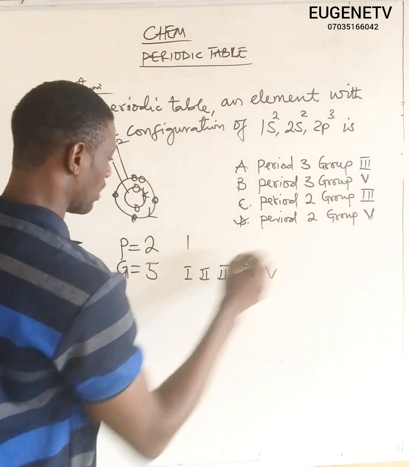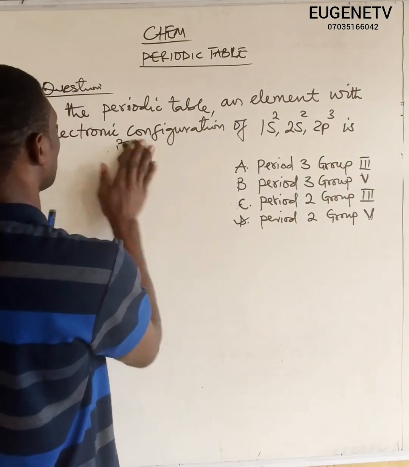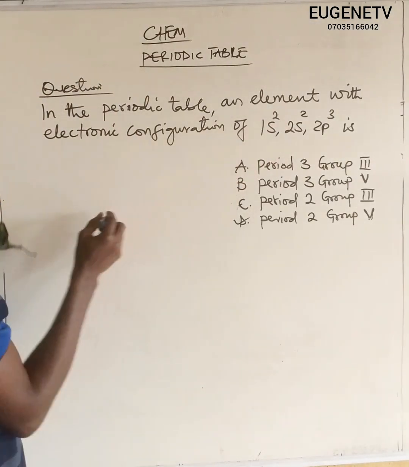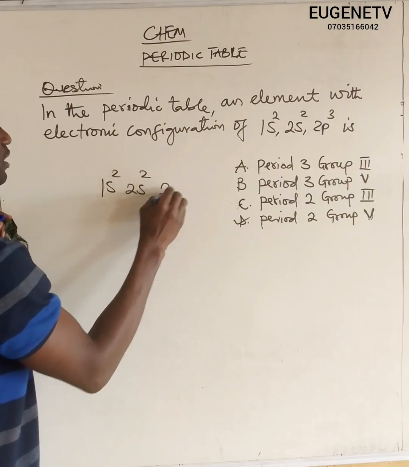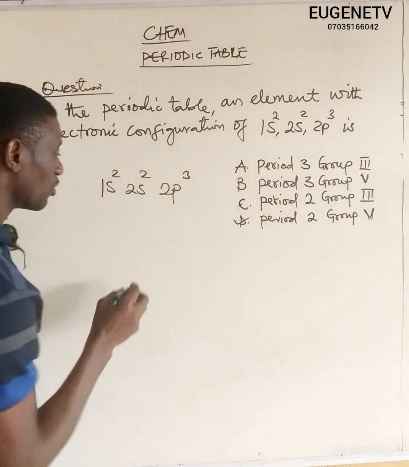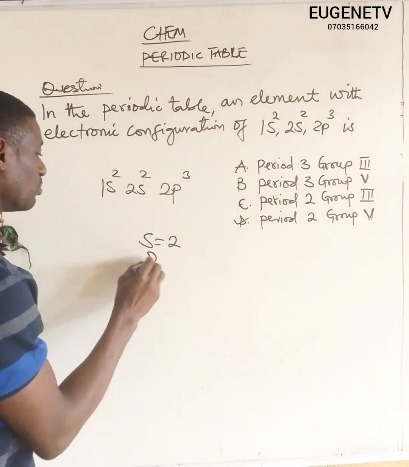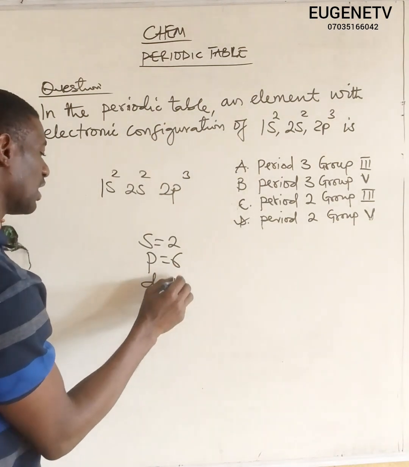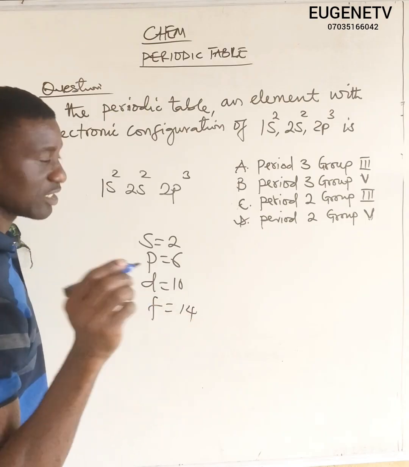Let me show you another way of answering this question. Let me bring out the electronic configuration: 1s2, 2s2, and 2p3. We already know from our electronic configuration that the s orbital can carry a maximum of 2 electrons, the p orbital can carry a maximum of 6 electrons, the d orbital can carry a maximum of 10 electrons, whereas the f orbital can carry a maximum of 14 electrons.